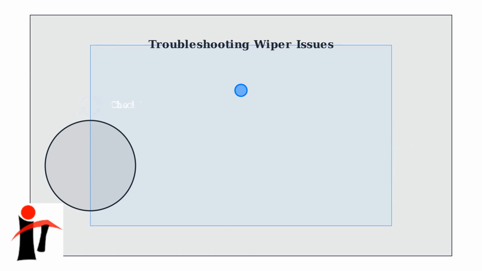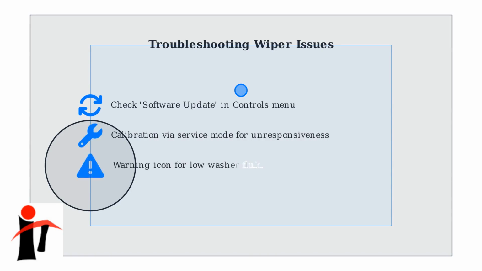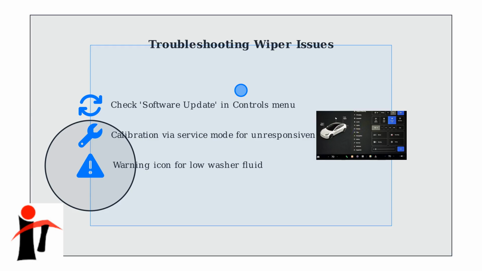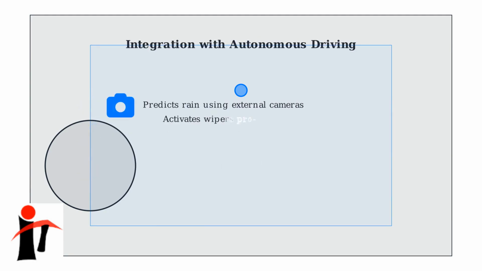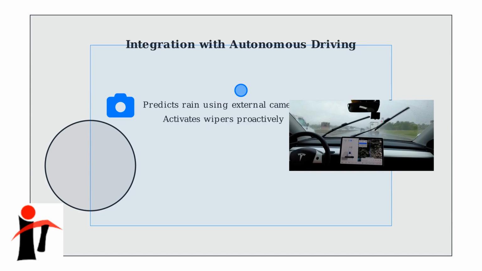For troubleshooting, check for software updates under Software Update in the Controls menu. Unresponsiveness can indicate calibration issues, solvable via service mode, or low washer fluid, indicated by a warning icon. Tesla's integration with autonomous driving is advancing, predicting rain and activating wipers proactively using external cameras and sensors.